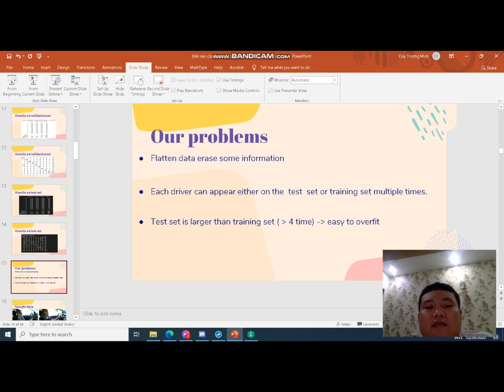Next, about the data, although each driver appears in either the test set or the training set, each driver appears multiple times. So when we randomly split into the training set and validation set, one driver may be in both sets, which violates the IID property. So the accuracy is a fake accuracy. Finally, the test set is larger than the training set, by more than 4 times. So it makes our model easy to overfit.